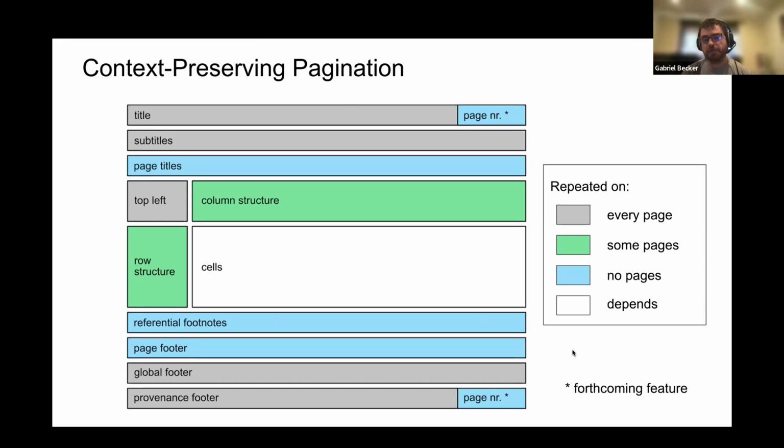And then we have something called referential footnotes. These are the sort of "1", and then the 1 says this thing didn't converge or whatever, right? That's what we call a referential footnote in the rtables framework, as opposed to a footer, which is just text that goes at the bottom. This is something that refers to either a column or a row or a cell within the table. And those are not repeated. Those only appear when the thing they're referring to is being rendered. And then the page footer is the same as the page titles.